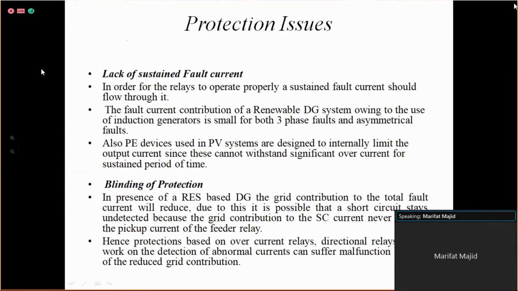So lack of sustained fault current means the maloperation of the relay system, which in turn leads to blinding of the protection, which means that in the presence of renewable energy systems, the grid contribution to the total fault current will reduce. And due to this, it is possible that a short circuit stays undetected because the grid contribution to the short circuit current never reaches the pickup current of the feeder relay. Hence, protections based on overcurrent relays and directional relays, which work on the detection of abnormal currents, can suffer malfunction because of the reduced grid contribution.